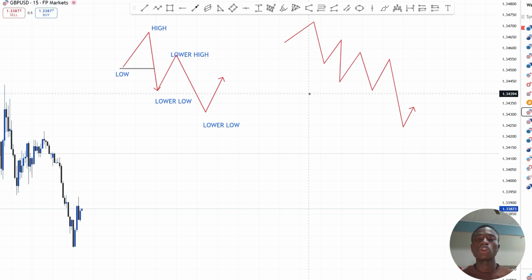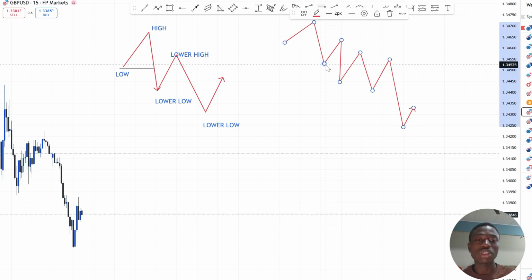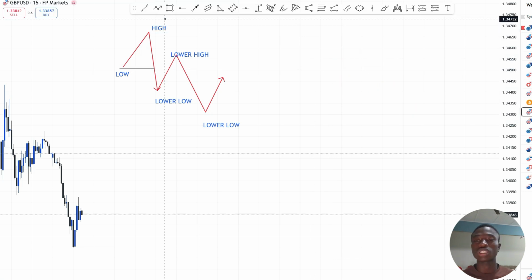Then after that, you will be looking for a support level which has turned into resistance. Support level which has turned into resistance. Now let me tell you what I mean by support levels which have turned into resistance.